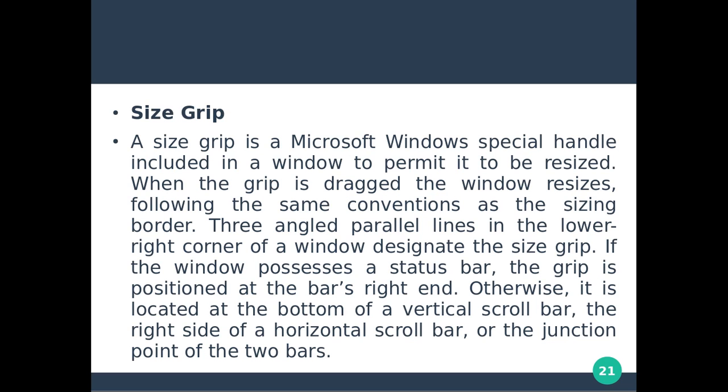Size grip. Size grip is a Microsoft Windows special handle included in a window to permit it to be resized. When the grip is dragged, the window resizes. Following the same conventions as the sizing border, three angled parallel lines in the lower right corner of a window designate the size grip. If the window possesses a status bar, the grip is positioned at the bar's right hand. Otherwise, it is located at the bottom of a vertical scroll bar, the right side of the horizontal scroll bar, or the junction point of two bars.